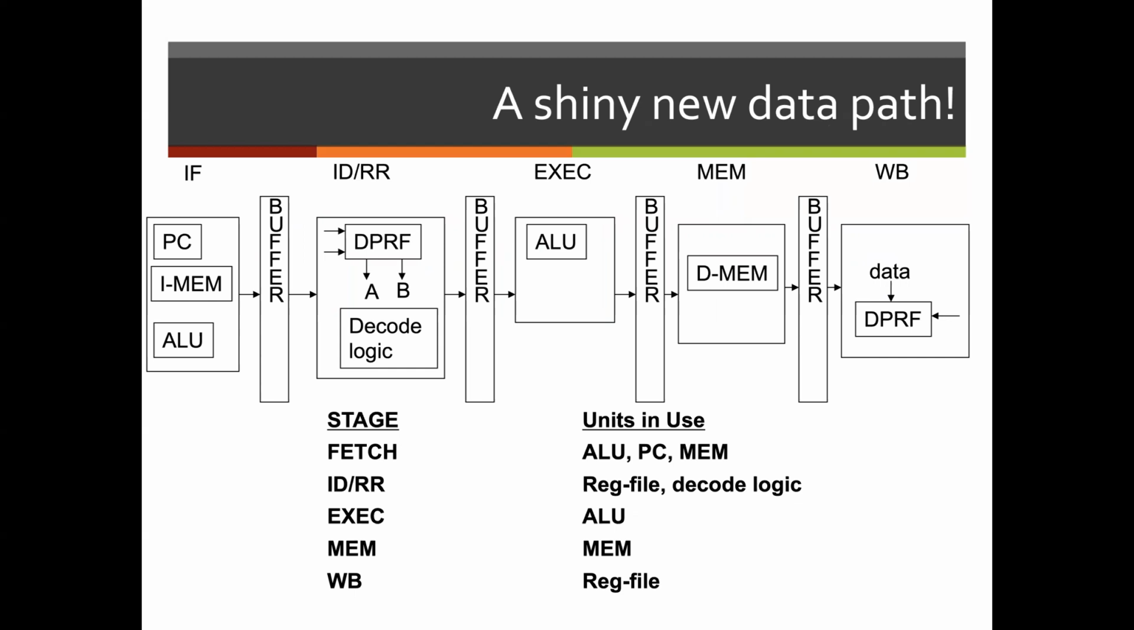For our fetch, we have our ALU, our program counter, and iMemory. For IDRR, we'll have a register file and appropriate decode logic. And then for our execution, we'll have our ALU again, memory components with DMEM, and write back we'll have our data that is written to our register file.